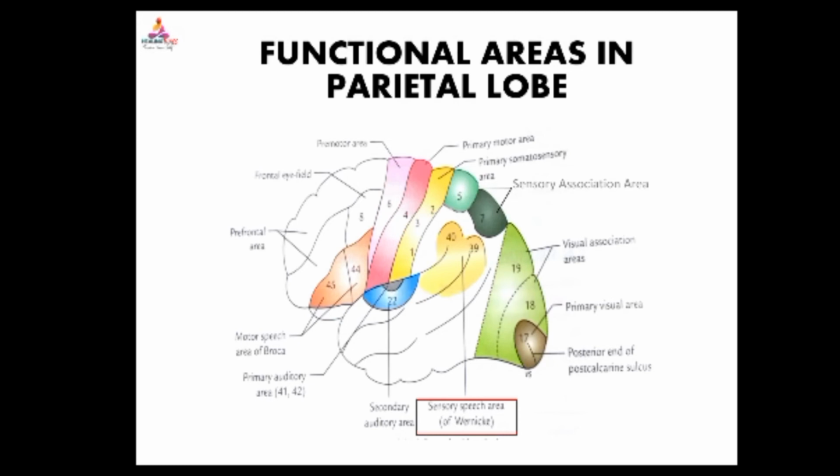Word blindness is absent. But in sensory aphasia or Wernicke's aphasia, the site of the lesion is areas 22, 39, and 40, that is, the posterior part of the superior temporal gyrus and adjoining part of the inferior parietal lobule. Speech is fluent, but comprehension of speech is poor. Ability to read, write, and calculate is lost. Word blindness is present.